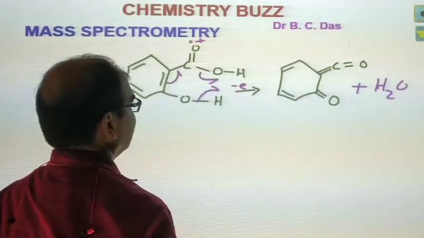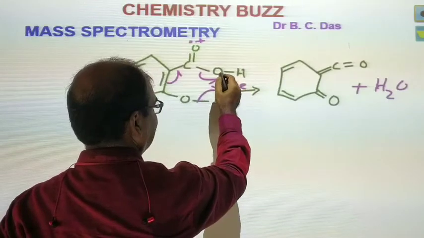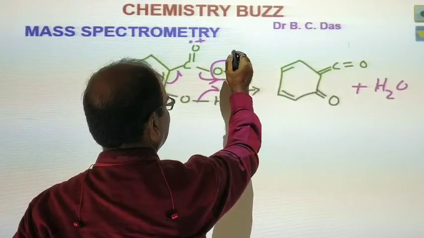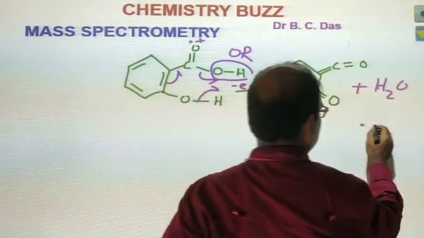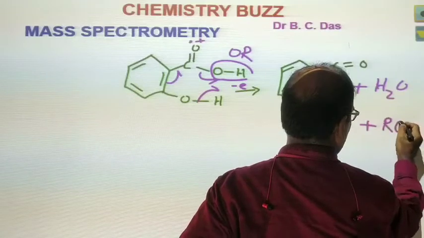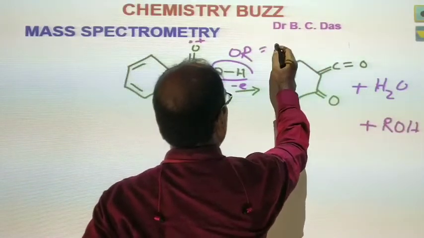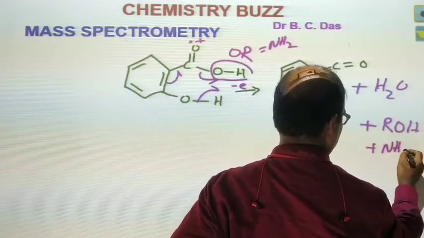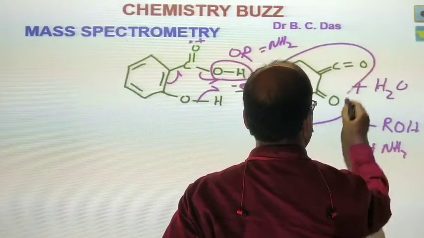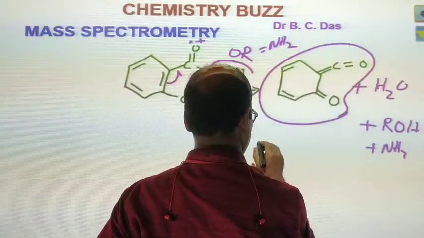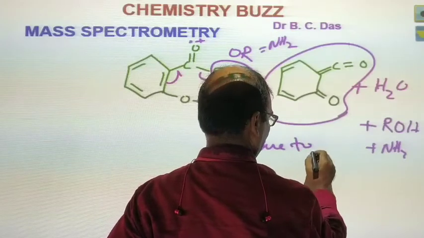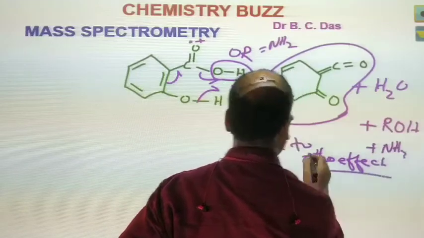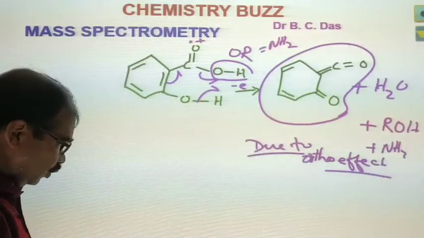And if this group is not OH but OR, then we will get ROH, and if it is NH2, then you will get NH and this compound. So this is due to the ortho effect. This is known as the ortho effect.